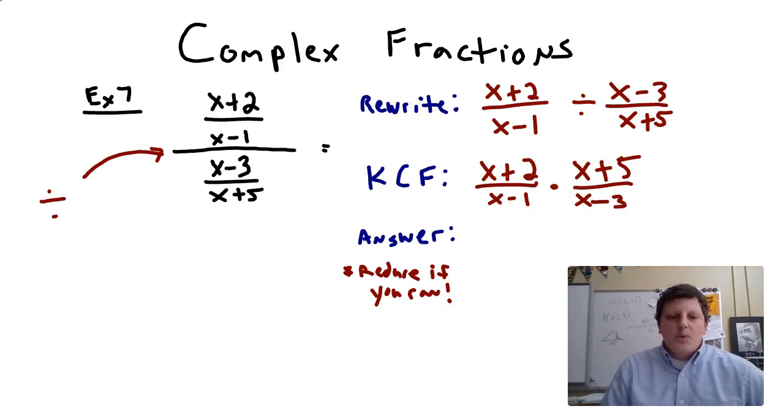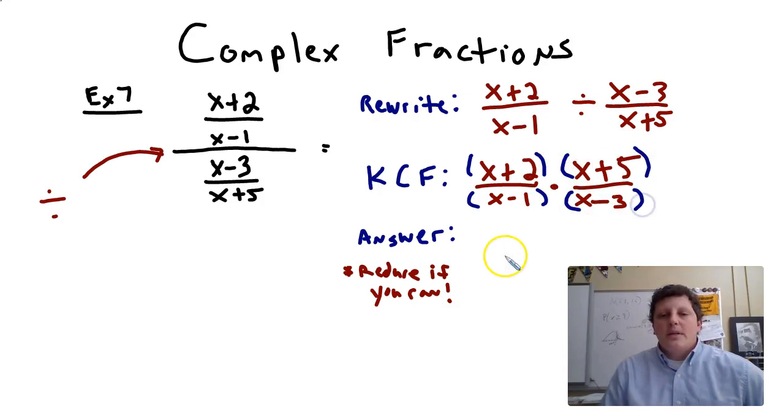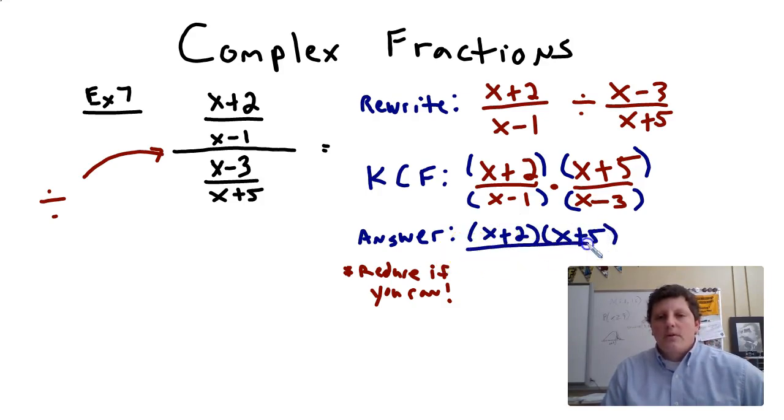Well, now that we've got this, when we multiply them together, notice that nothing is the same. There's absolutely nothing that we can cancel out. It's all going to stay as part of our answer. You want to reduce if you can, always, and as your last step. Here we can't. So our final answer would actually be x plus 2 times x plus 5 over x minus 1 times x minus 3.